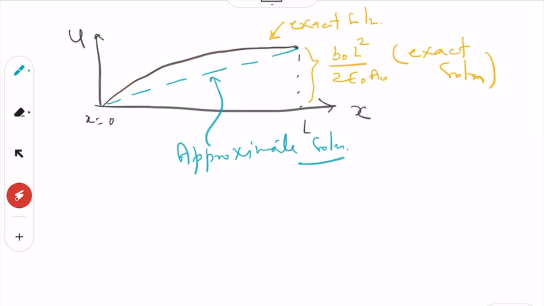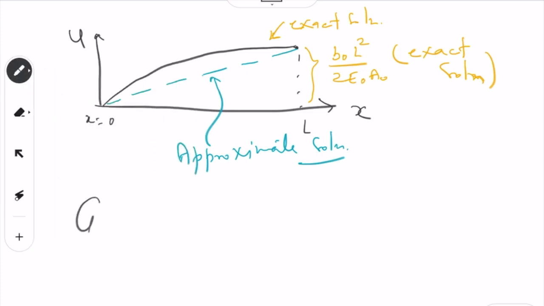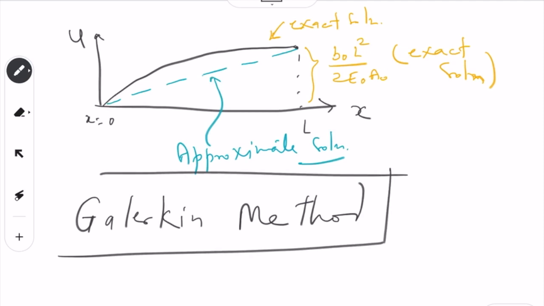Okay. So this is how you solve with the approximate solution, and this method, whatever we have learned today, is called the Galerkin method. Okay, so that is all for today.